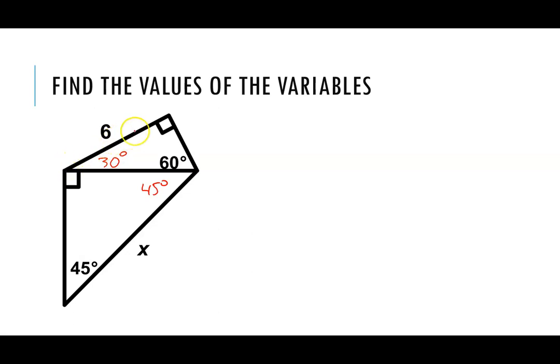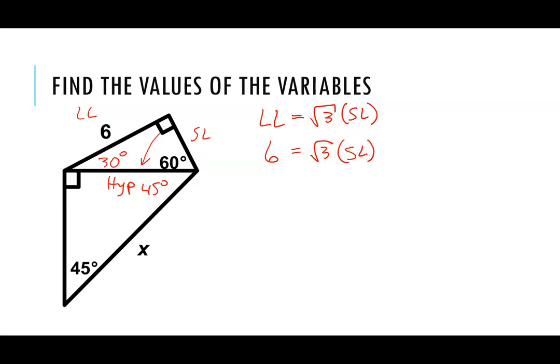Now, since this side length here is 6, let's work with that triangle first. Since that one's a 30, 60, 90 triangle, we're going to label this side as being the hypotenuse because it's across from the 90-degree angle. This side would be the short leg, and the 6 would be the long leg. We know that the long leg is equal to square root of 3 times the short leg. So let's plug in the 6 for the long leg, and let's solve for the short leg. In order to get the short leg alone, we would have to do 6 divided by square root of 3 to equal the short leg. But let's go ahead and rationalize that denominator.